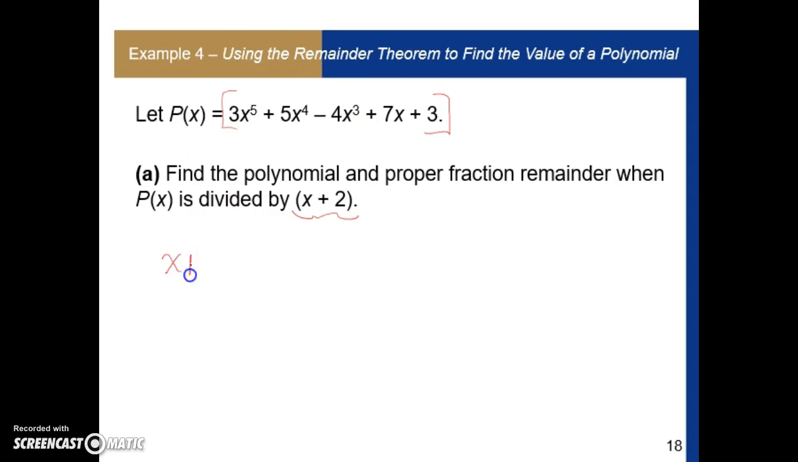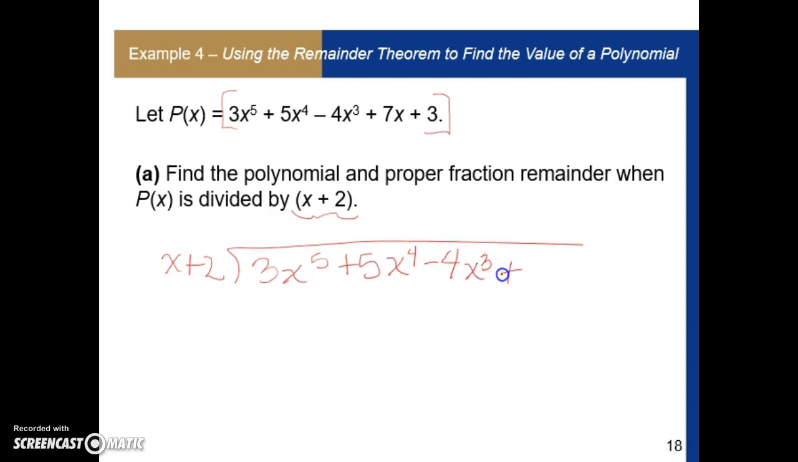So I start out here, I have x plus 2, and I'm going to divide that into 3x to the 5th plus 5x to the 4th minus 4x cubed plus 7x plus 3. And all that goes under the division symbol. So again, the process, I look at the lead terms. What do I need to multiply this by so that it looks like this? That's going to be 3x to the 4th. And then I multiply that by every term that's out here.